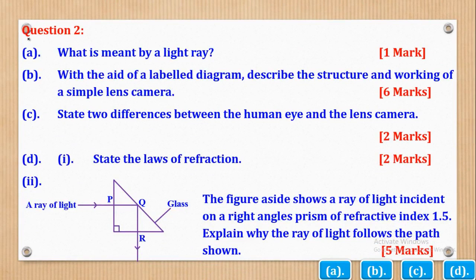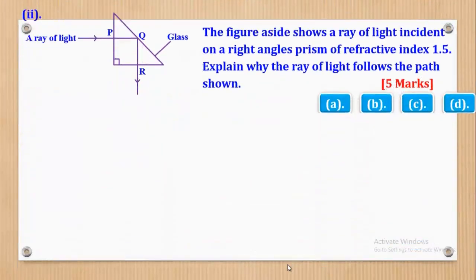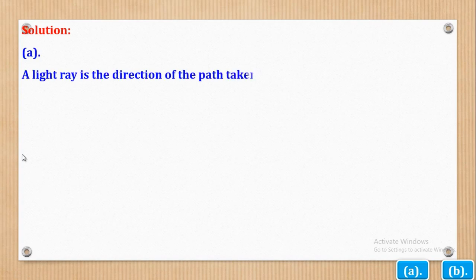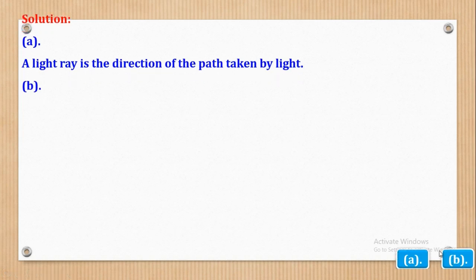So that was question 1. Now we shall go to question 2. So question 2, part A says, what is meant by a light ray? So you come and say that a light ray is the direction of the path taken by light, as simple as that. So now we shall go to part B.